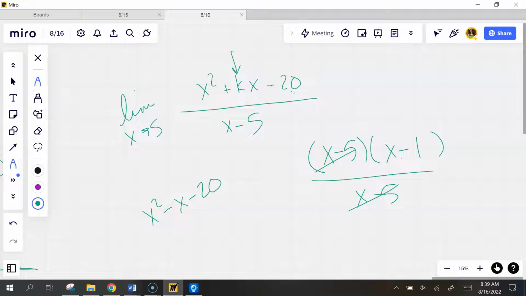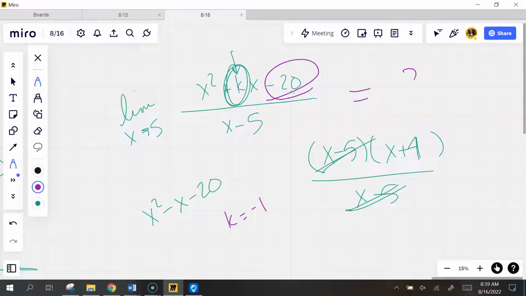Oops. Sorry. But do you see what we did? Okay, so what we're trying to do is make it so that this factor cancels out. So what would you need for k to be in order for it to factor? So what they did was they looked at, well, I got -20, right? What 5 times what gives you 20? 4. How can I use that to add together to make a k? So k would be -1, and then the limit would be 3.